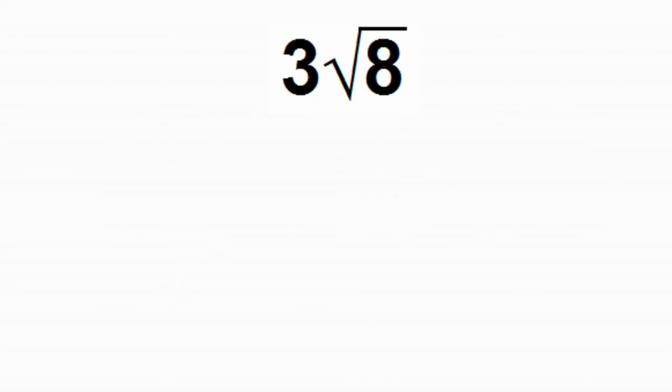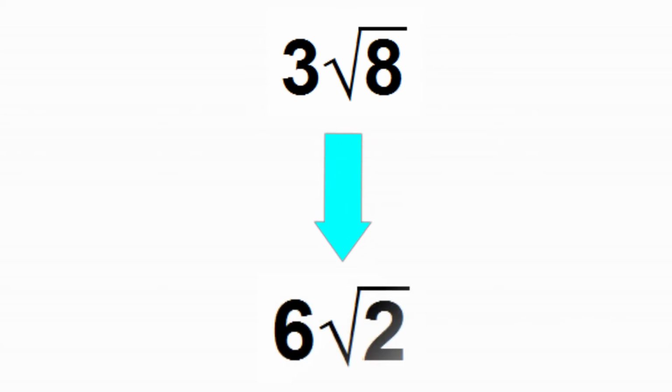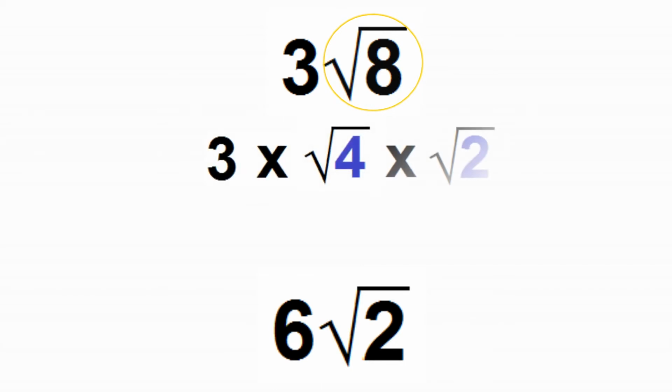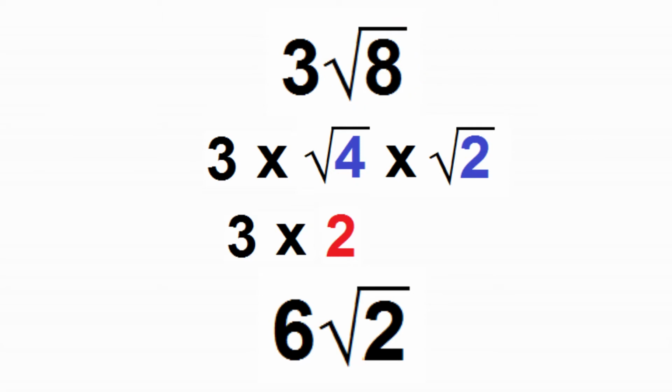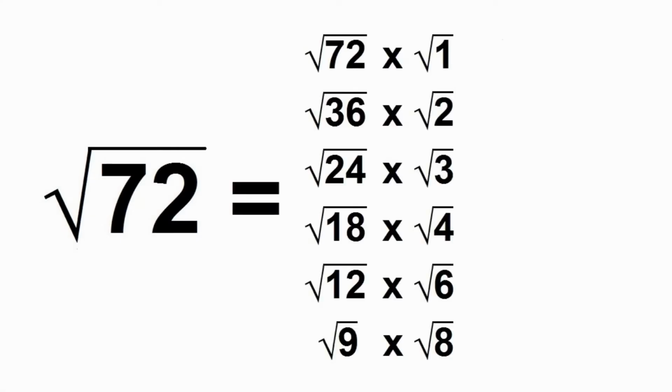And actually, if we try to break down the 8 like we did with the 72, we would eventually get 6 root 2 anyway, because the square root of 8 can be written as the square root of 4 times the square root of 2. The square root of 4 is 2, so we would end up with 3 times 2 times root 2, or 6 root 2. So, to put a radical into simplest form, what you need to do is find the largest factor of the radicand that is a perfect square, or whatever the index asks for.